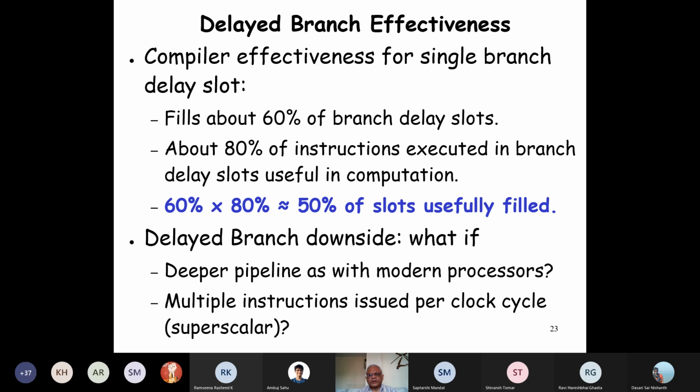Now, for deeper pipelines, the result will be much less encouraging because we will not be able to fill the delay slot. So this approach might be okay for simple processors like MIPS, the simple 5-stage pipeline. But for modern processors, this will be hardly effective. Maybe if we use this, it might give some 5% performance improvement.